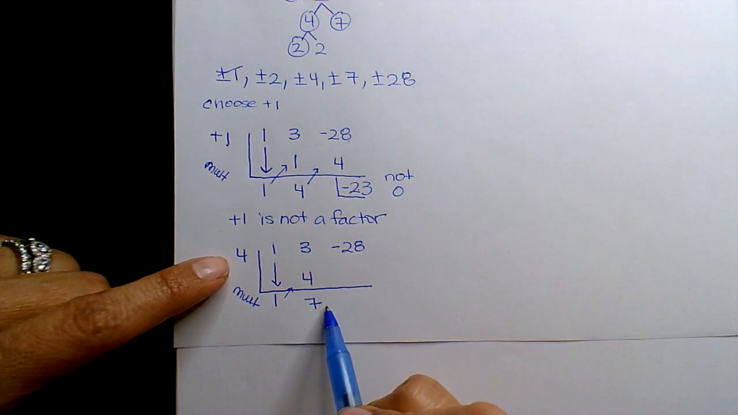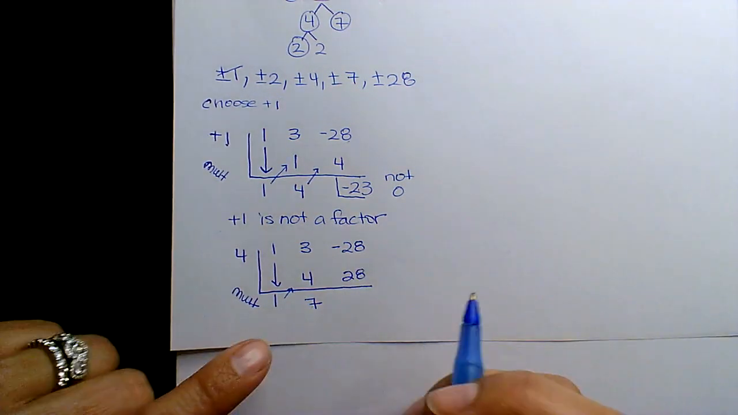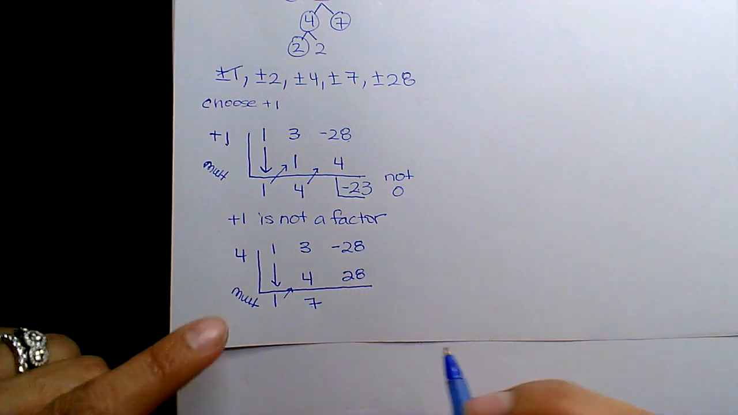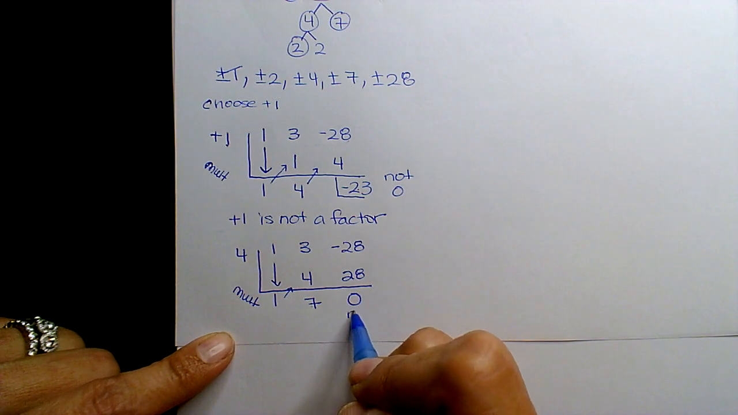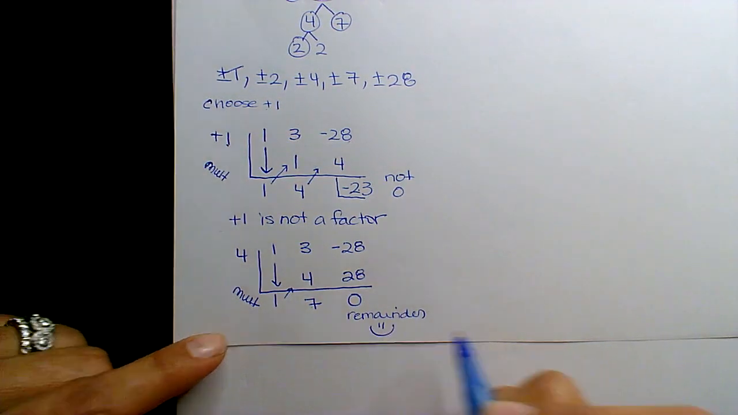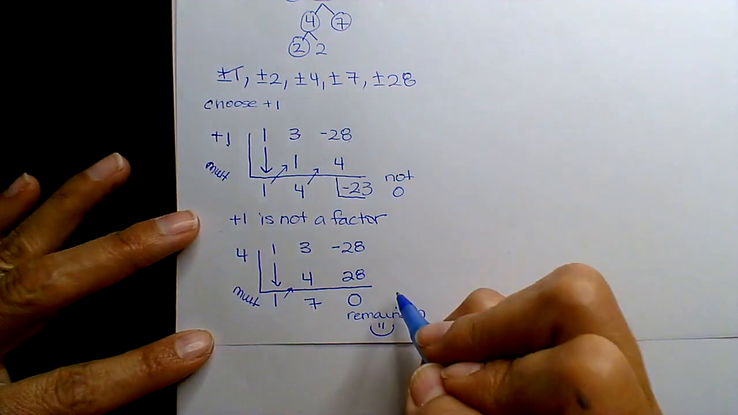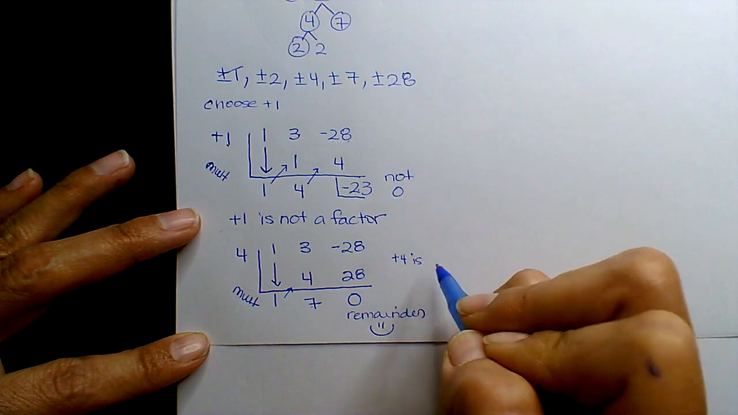4 times 7 is 28, and negative 28 plus positive 28, you get 0. That is my remainder. If your remainder is 0, that is a factor. So that means positive 4 is a factor.